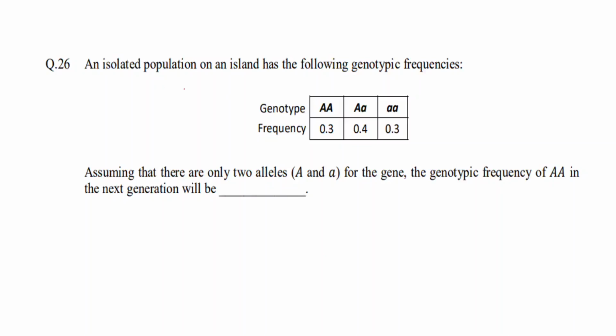An isolated population on an island has the following genotypic frequency. This is the genotype, capital AA, the homozygous dominant, this is the heterozygous, and this is the recessive one. The frequency is also given here. Assuming that there are only 2 alleles, capital A and small a for the gene, the genotypic frequency of AA in the next generation will be, what will be the genotypic frequency of homozygous dominant in the next generation? What will be the correct answer of this question?